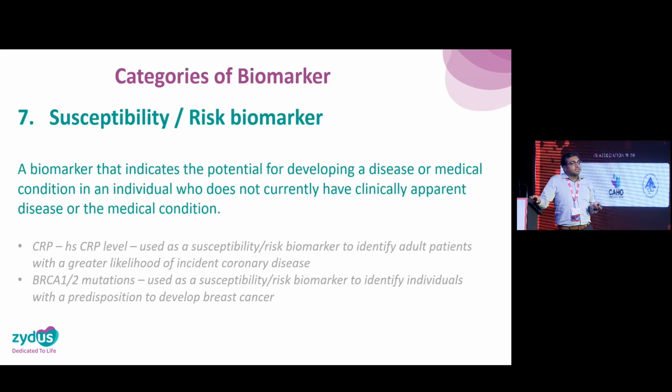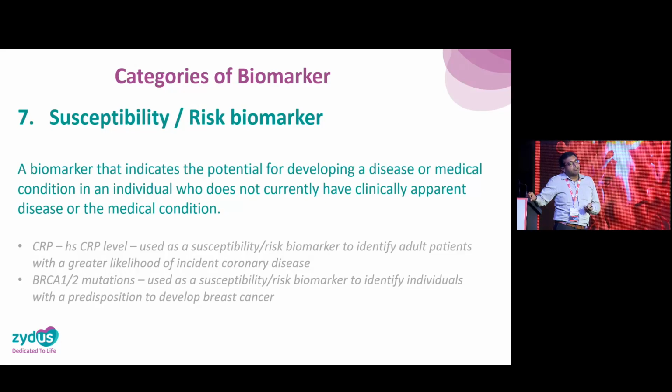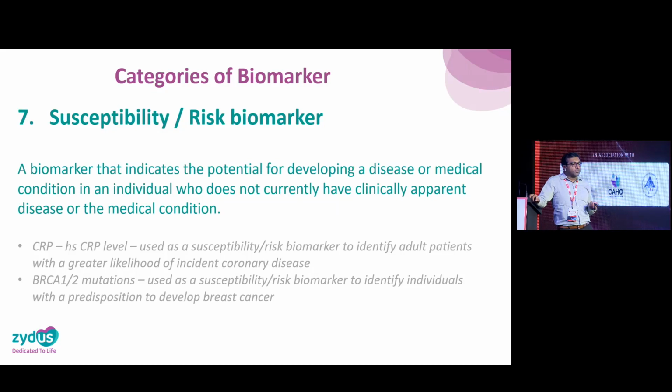A susceptibility or risk biomarker is a biomarker that indicates the potential for developing a disease or medical condition in an individual who does not currently have clinically apparent disease or medical condition. So CRP or HS-CRP is used as a susceptibility or risk biomarker to identify adult patients with a greater likelihood of incidence of coronary heart disease.